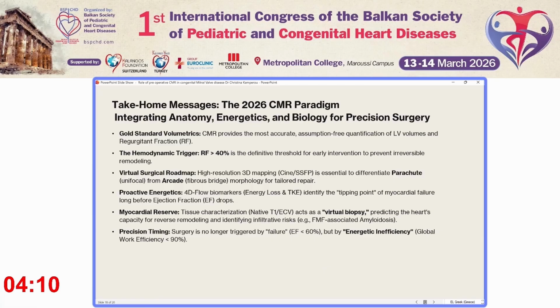The most transformative change, however, is our shift towards intracardiac energetics. By quantifying wasted work through 4D flow energy loss, we can intervene at the precise moment the heart begins to struggle. When we pair this with tissue characterization, we can finally distinguish between a heart that can recover and one that is already irreversibly stiffened by fibrosis.